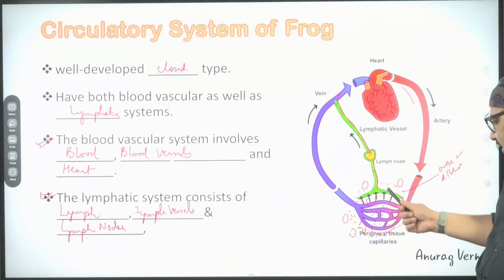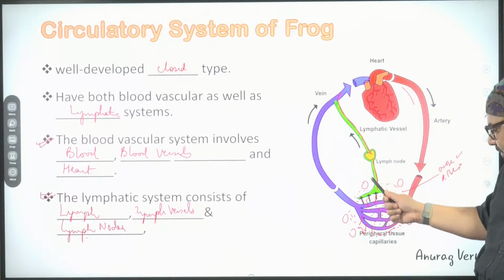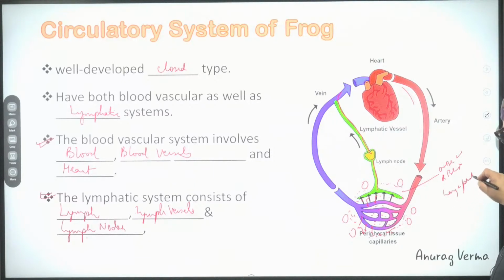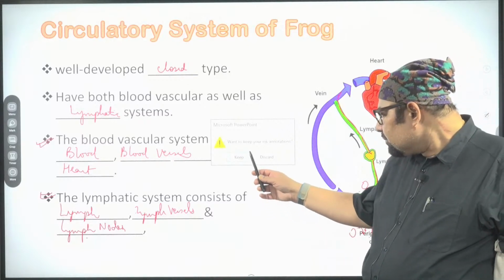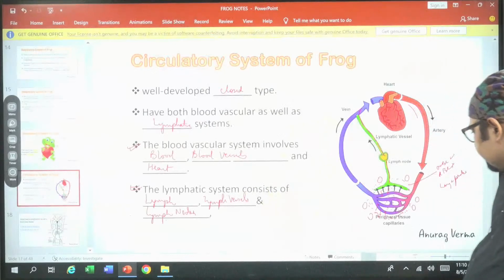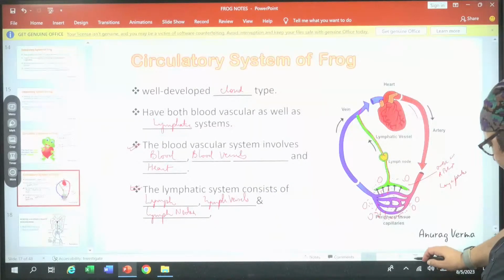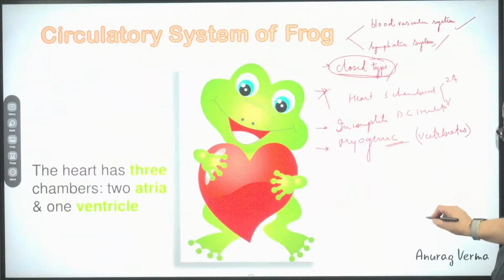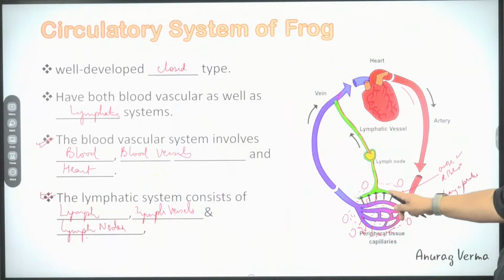Okay, so yes, in this fluid also WBCs are present, but RBCs are absent. In this tissue fluid, large proteins are absent. Small proteins are present, large proteins are absent. So here also, large proteins are absent. I hope you understand.